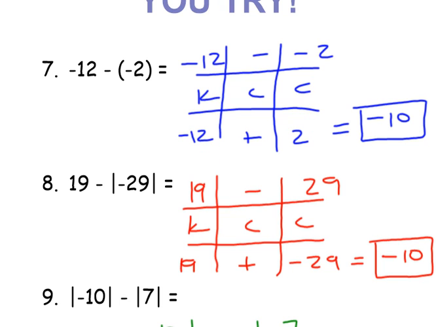All right, I'm going to go ahead and go through these examples with you. If you're not done, you can feel free to pause the video. So here I have negative 12 minus negative 2. You'll see here how they use parentheses when they're writing out the problem.